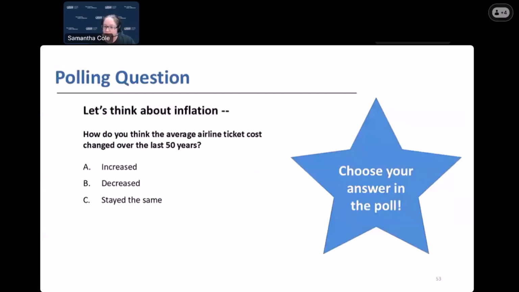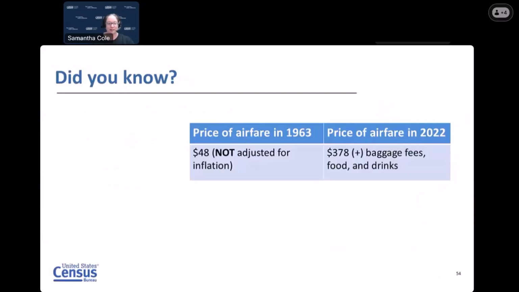We had a few answers there, but it looks like the vast majority said increased. Okay, now let's look at what we have here. So looking at the non-inflation adjusted cost, it looks like it has increased from $48 in 1963 to $378 in 2022.